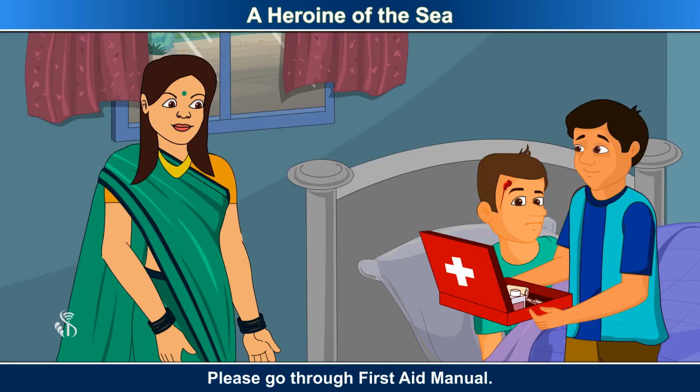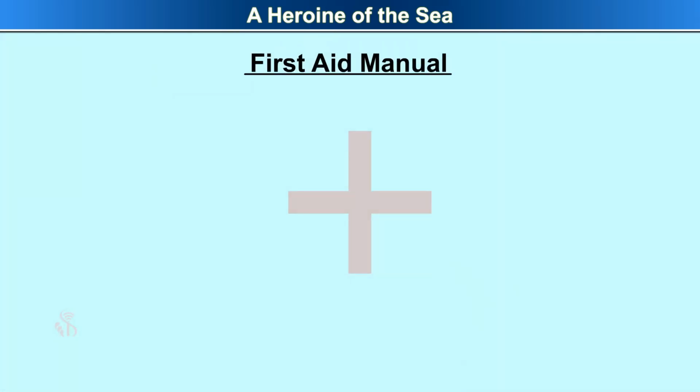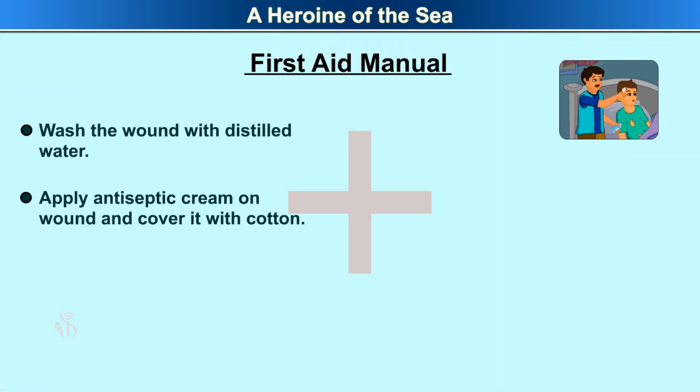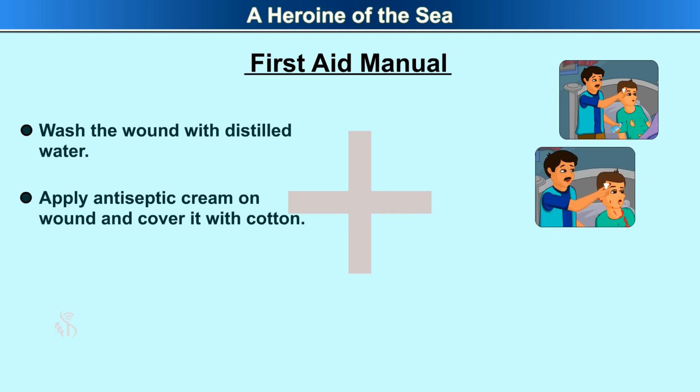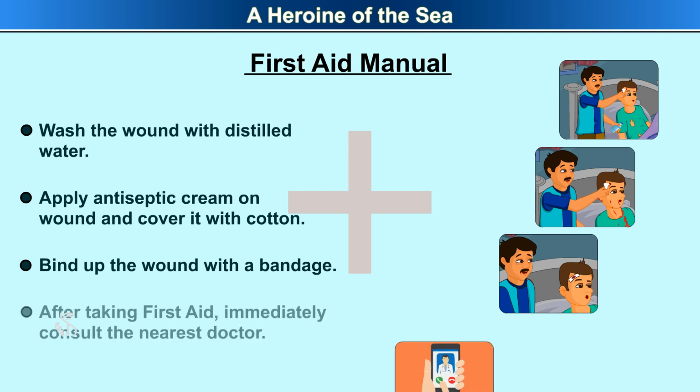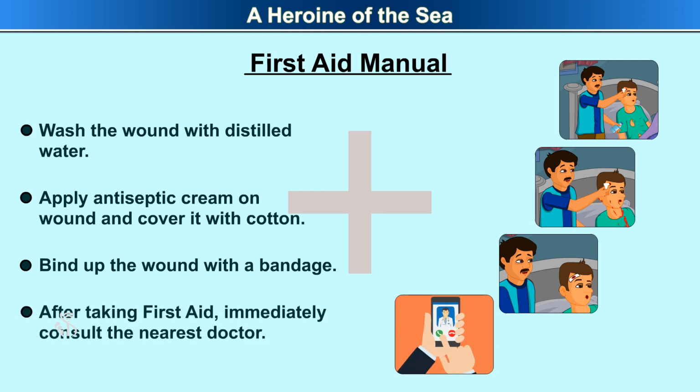Please go through the first aid manual. First aid manual. Wash the wound with distilled water. Apply antiseptic cream on the wound and cover it with cotton. Bind up the wound with a bandage. After taking first aid, immediately consult the nearest doctor.